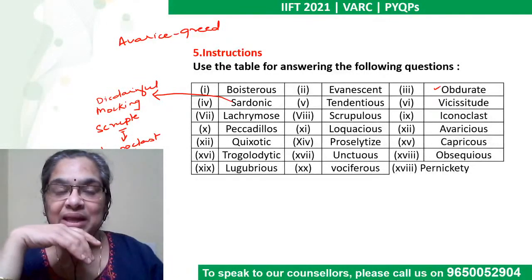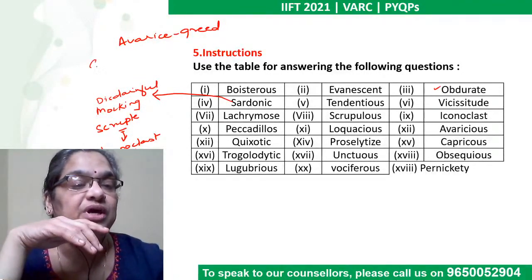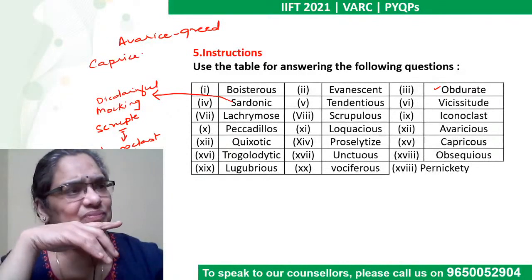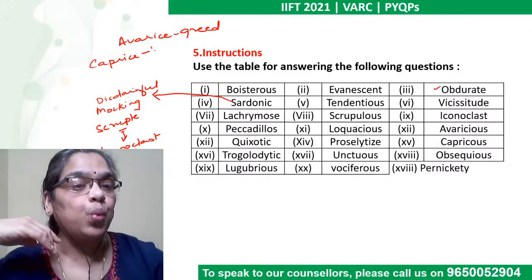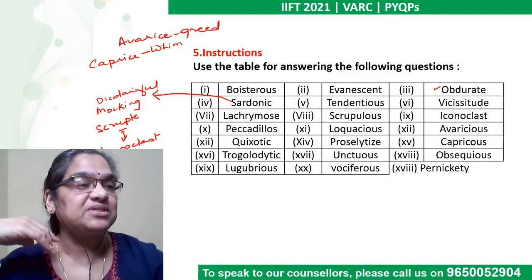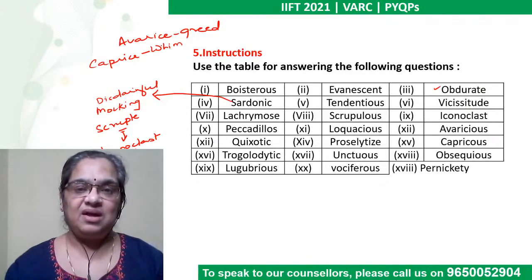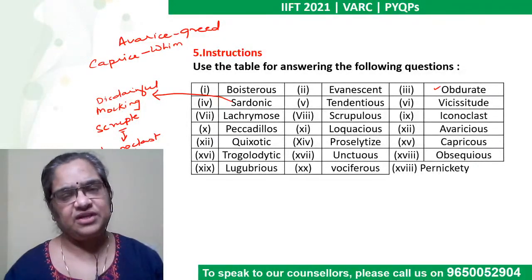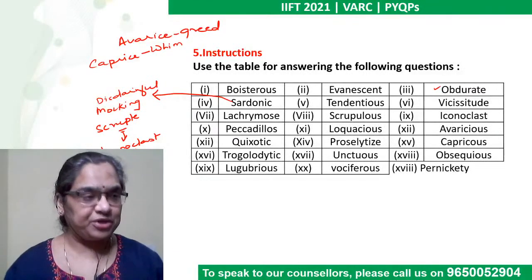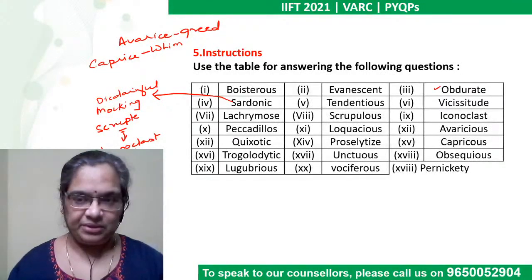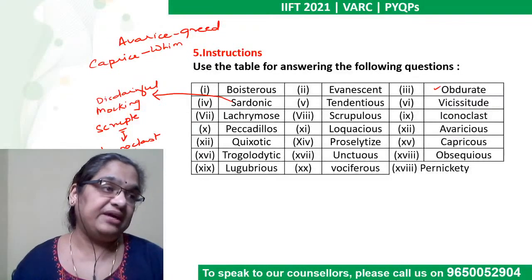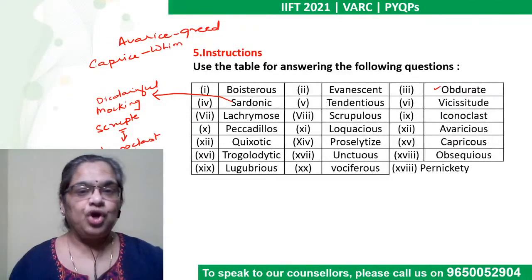All right. Capricious comes from the word caprice. Caprice means whim. So a capricious person is very whimsical. She keeps changing her mind every second time. So capricious also means unpredictable. You don't know what they're going to do or say anytime.